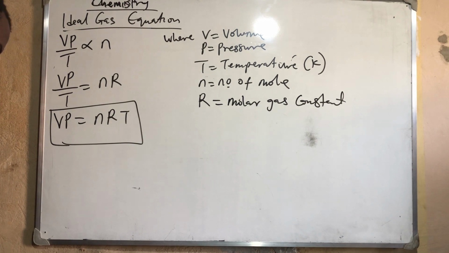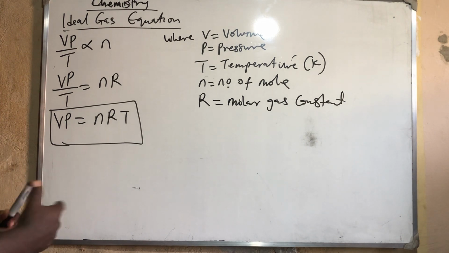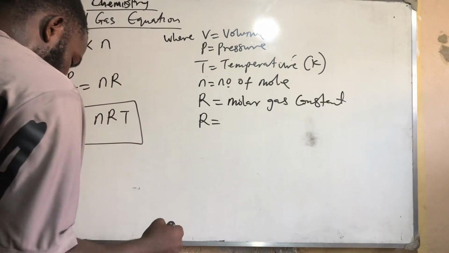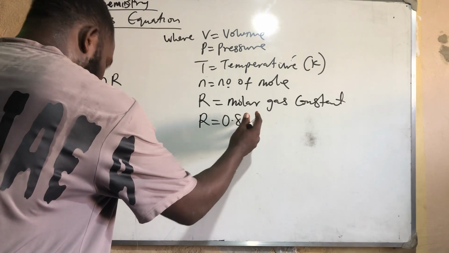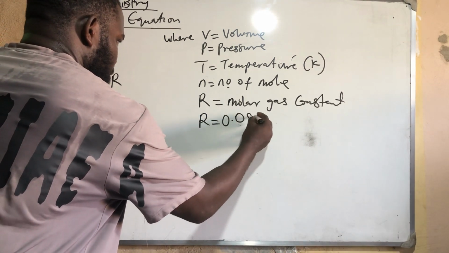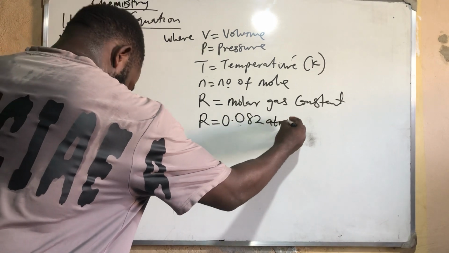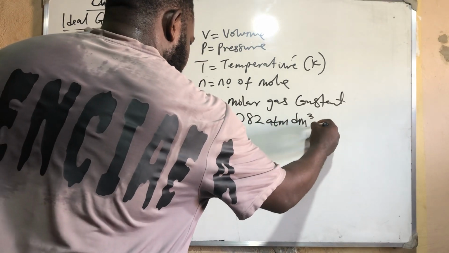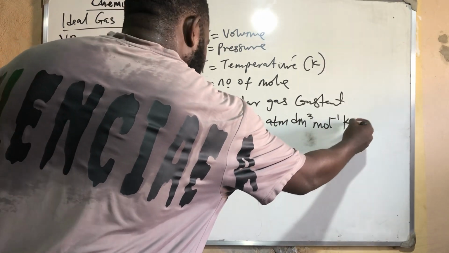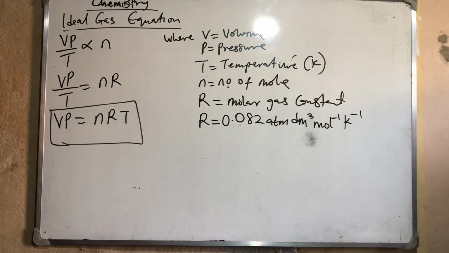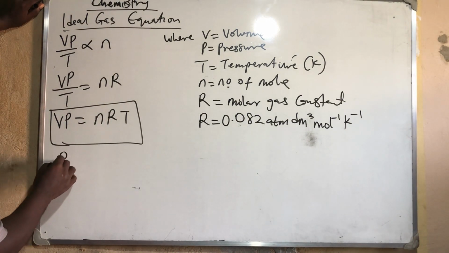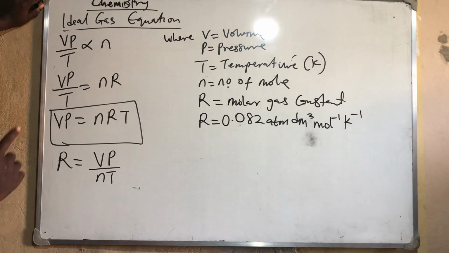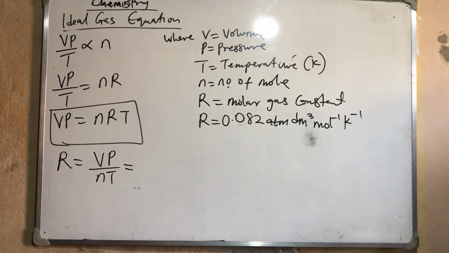And there's a way to find that molar gas constant. Please, you should know that the molar gas constant R is equal to 0.082 atm dm cube per mole per Kelvin. How do we find that? You make R the subject of the formula to have that your R is equal to PV over nT. At this point we are using standard temperature and pressure.